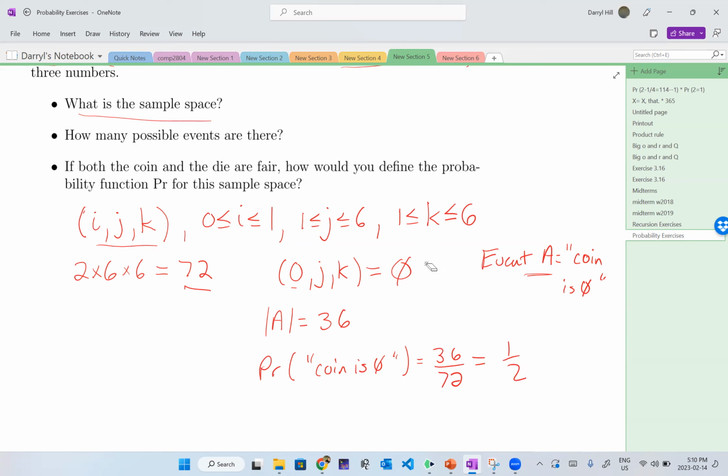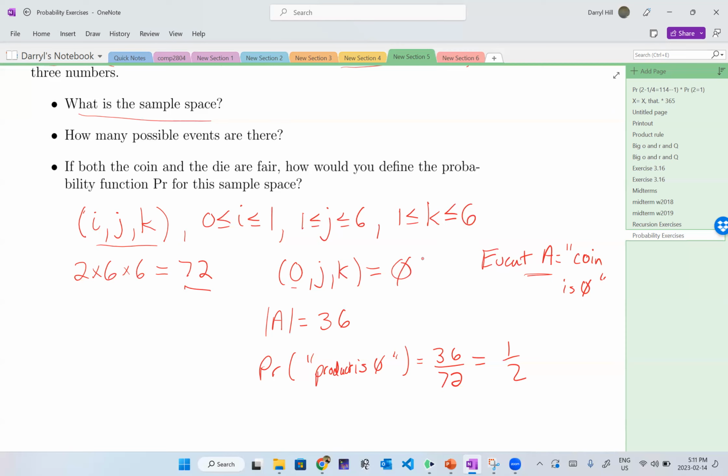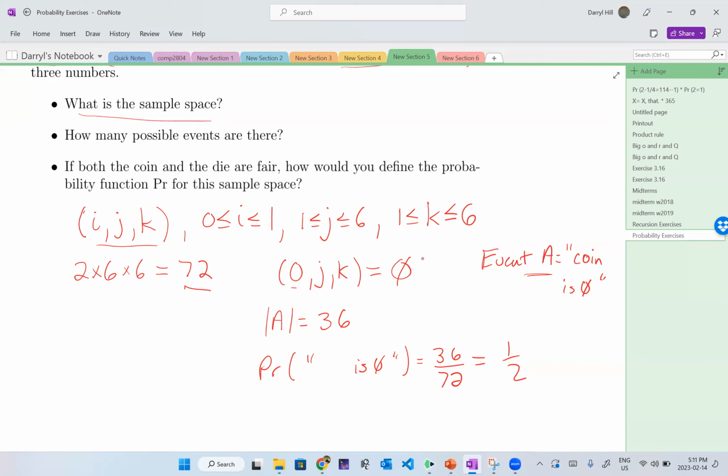Oh, sorry, this should be product is 0, which is equivalent to coin is 0. Sorry, never mind. Product is 0.